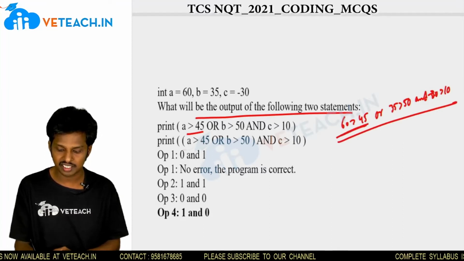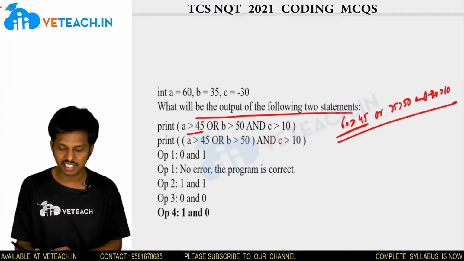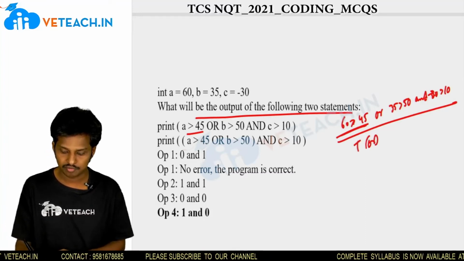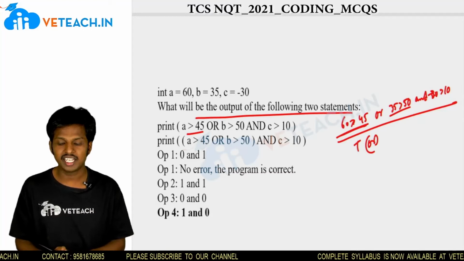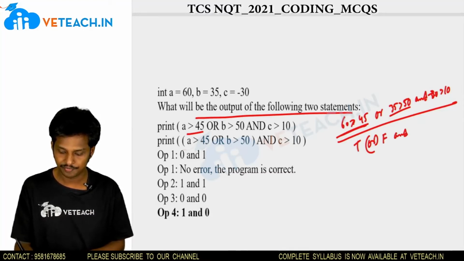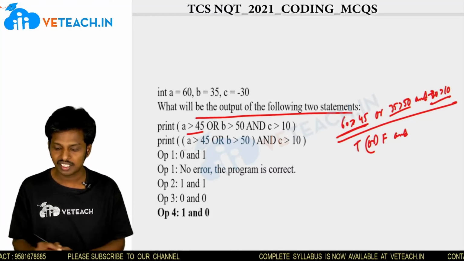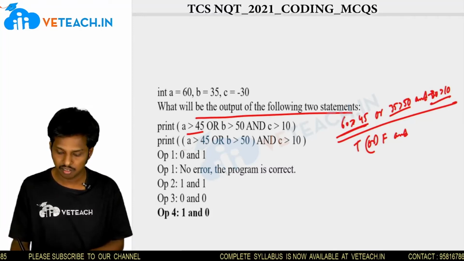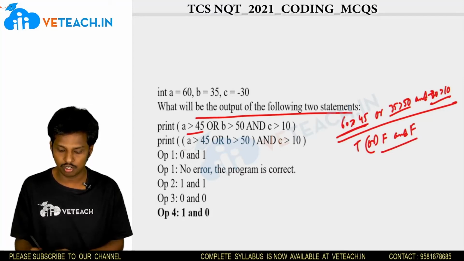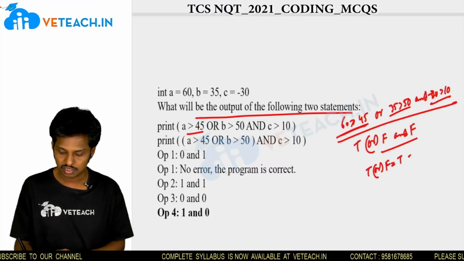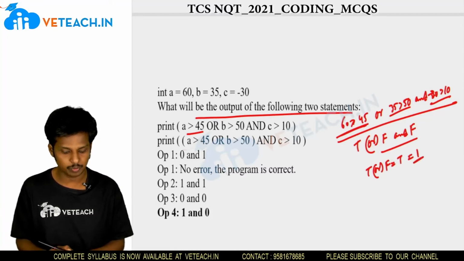So 60 greater than 45 is true, or 35 greater than 50 is false, and minus 30 greater than 10 is false. False and false is false. True or false is true. So that's why the answer will be 1 for the first expression.